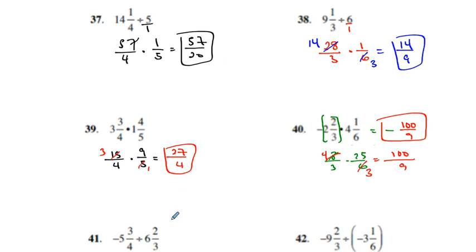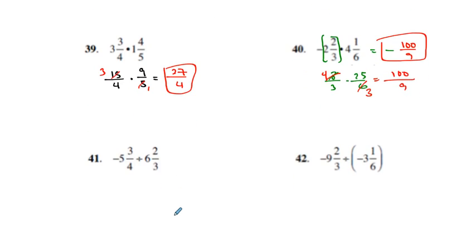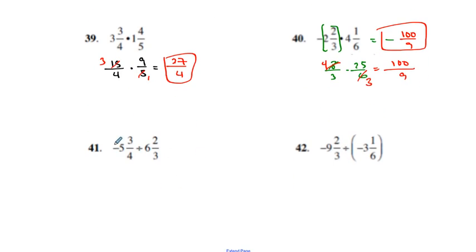Last one here. Negative 5 and 3/4 divided by 6 and 2/3. Again, a negative divided by a positive is negative. Forget the negative sign. 5 times 4 is 20. 20 plus 3 is 23 over 4.